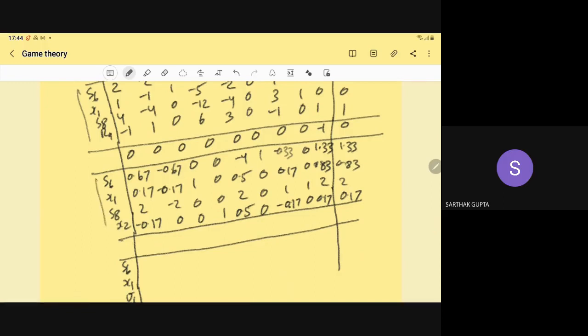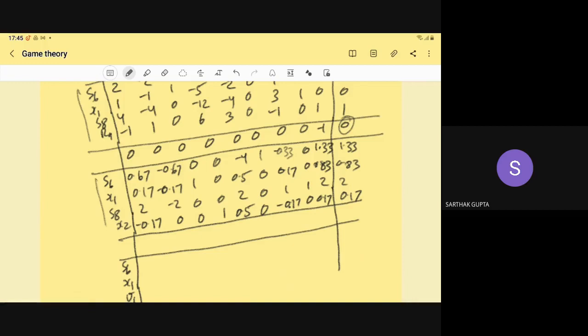In the third table you can observe that r is coming 0. It means it is the optimal table. It is the optimal table for phase 1, right? So after the optimal table of phase 1, we write the objective function. We write the objective function for the original problem.